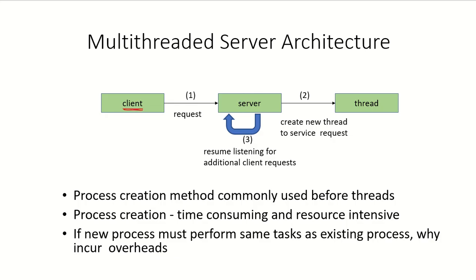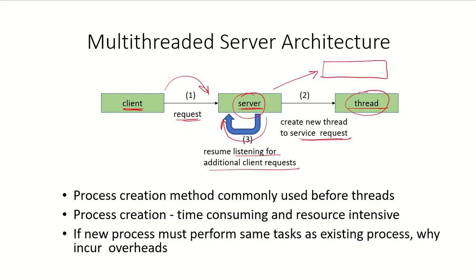Here is an example of a multi-threaded server architecture. If there is any client which sends a request to a server, the server will create a thread and this thread will service the request. Meanwhile, another thread or the main module of the server will keep on listening for additional client requests. If another request comes, another thread will be created to process that particular request. Earlier, when threads were not being used, process creation was the method which was commonly used.